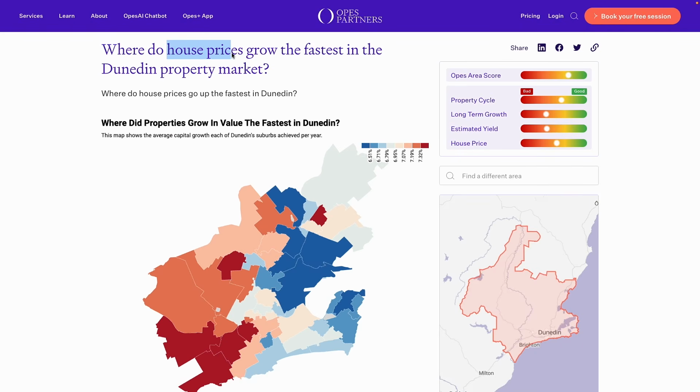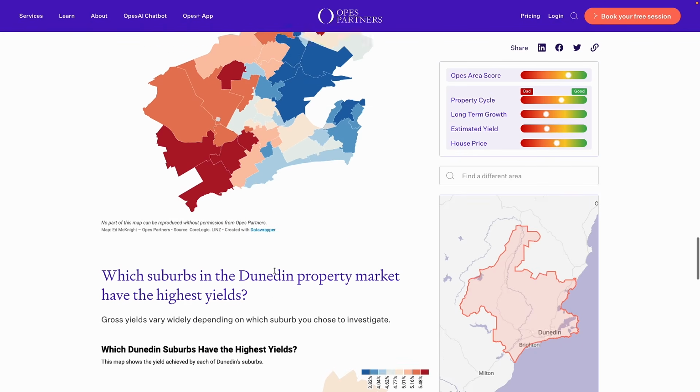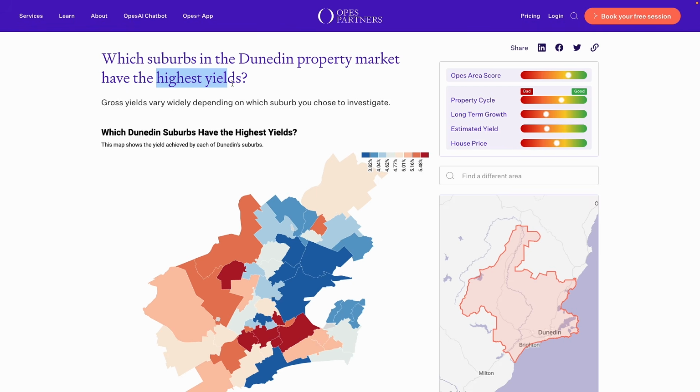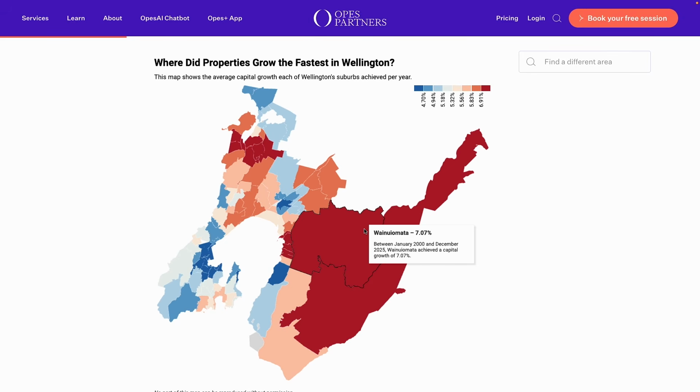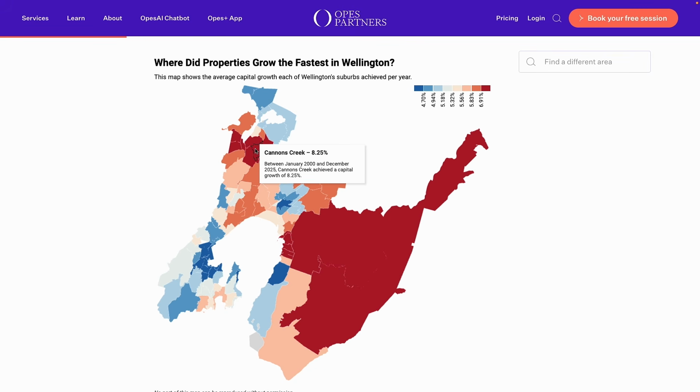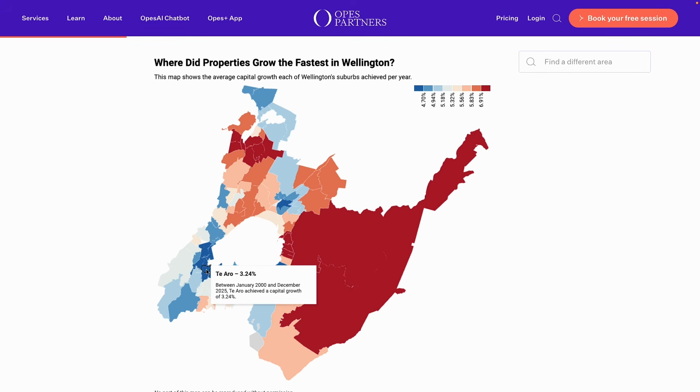First, we've got the capital growth map. This shows where property prices have increased the fastest. And then we've got the yield map, which shows where areas have the highest rental return. For example, if we look at the Wellington region, Wainuiomata has had some really strong capital growth, 7% I think, between January 2000 and June 2025. Cadbury's Creek in Porirua City has also had really good capital growth. But if we look at Te Aro in central Wellington City, that's had much lower capital growth.